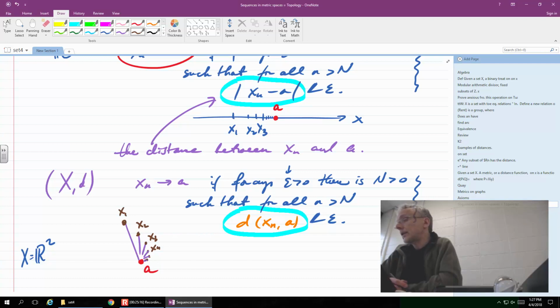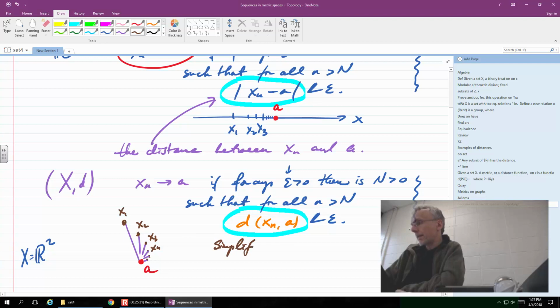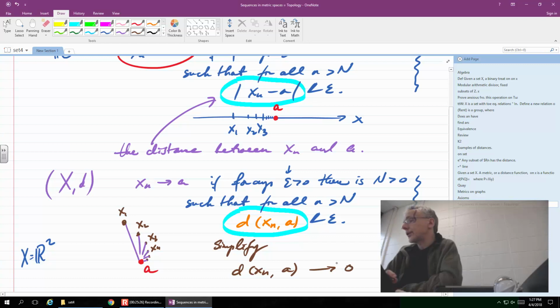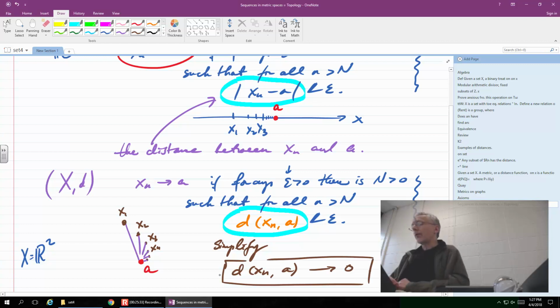Okay, so in fact, you probably can't even simplify this further, and you just say d(xn, A) converges to 0. That is the most convenient way of handling convergence in n-dimensional space or any metric space as well. You just say that the distance between xn and A converges to 0. In what sense? In the sense of numbers, because the x might be of any nature.